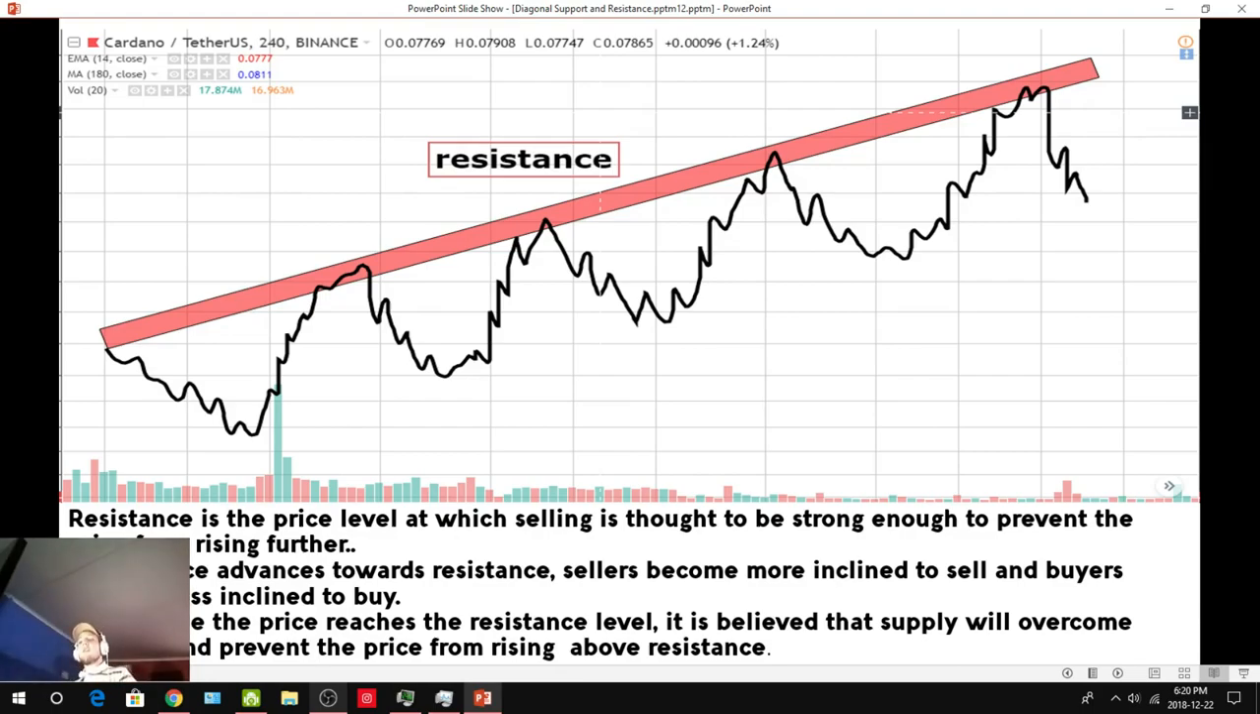By the time the price reaches the resistance level, it is believed that supply will overcome demand and prevent the price from rising above resistance. Basically, literally the opposite is happening. There's so much of apples or gold, but there's so little demand because people say the price is too expensive. Let the price come down, then I'll buy. A lot of people say the demand is not there, but the supply is there. So much gold, but no one's buying that gold.